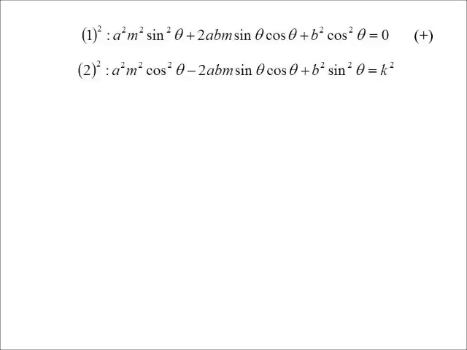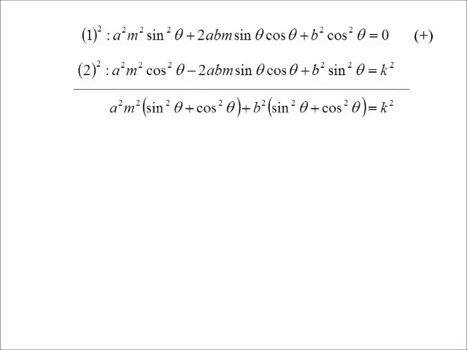Oh, that's nice. Look at the middle term. 2abm sine theta cos theta and minus 2abm sine theta cos theta. Let's treat them like simultaneous equations. Let's add them. That bit will go away and magic will happen. The magic of mathematics. Add them together. Look. A squared m squared sine squared plus cos squared, which is of course 1, b squared sine squared plus cos squared, which is of course 1. So we have our result. A squared m squared plus b squared is k squared.